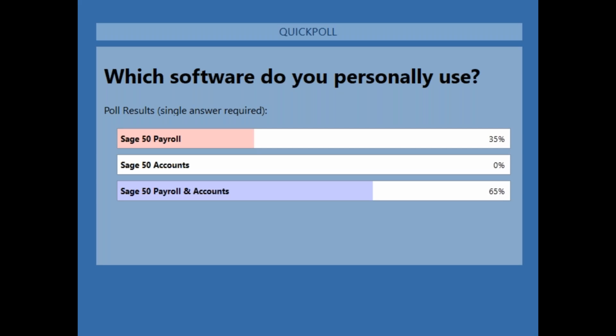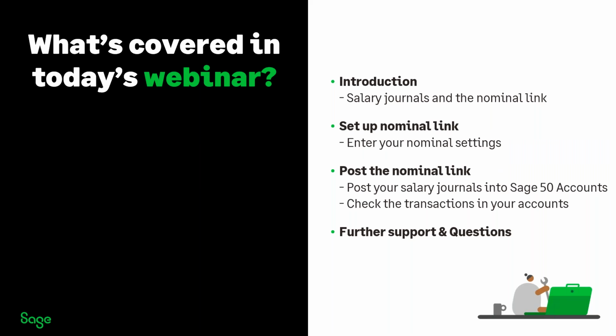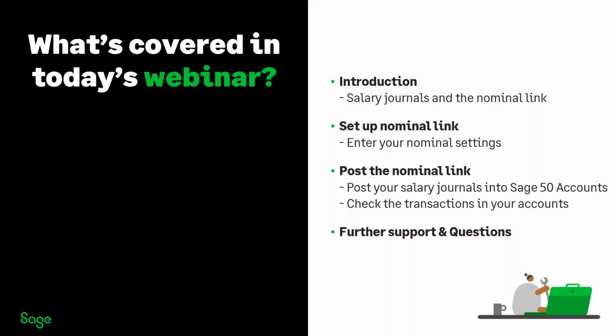Some of you may already be using Nominal Link as well, and maybe just coming along, just a little bit of reassurance that your understanding is right. But if you've never set it up before and you are using both payroll and accounts, it can be a good time saver for you. So let's get rid of that. Right, okay, let's get back to my screen and we'll get started with the webinar then.